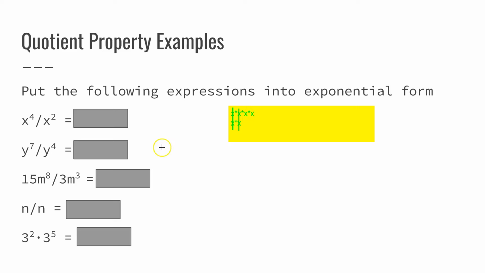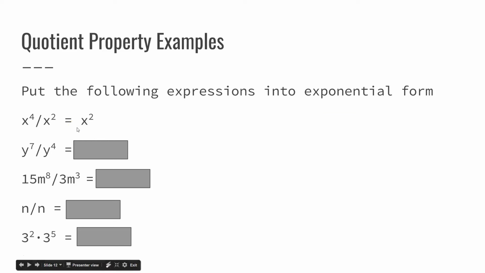So that is actually how I got, for this answer, x squared. That's just kind of explaining why we subtract. So 4 minus 2 got me 2. Same thing here. I have 7 y's on the top of the fraction, 4 y's on the bottom of the fraction. So if we cancel those out, that's the same thing as subtracting. 7 minus 4 gets me 3. So I'm left with only 3 y's after canceling.